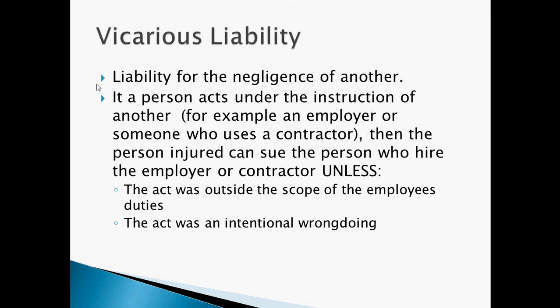We now come to this issue of vicarious liability. That means liability for the negligence of another. This comes down to the idea that if a person acts properly under the instruction of someone else, for example, that person might be an employer, that person might be a contractor, then the person injured sues the person giving the instruction, unless the employer or contractor acted outside the scope of the employment or contracting duties, or the act was an intentional wrongdoing. So unless those two things are in place, then the negligence sits with the person who was giving the instructions.